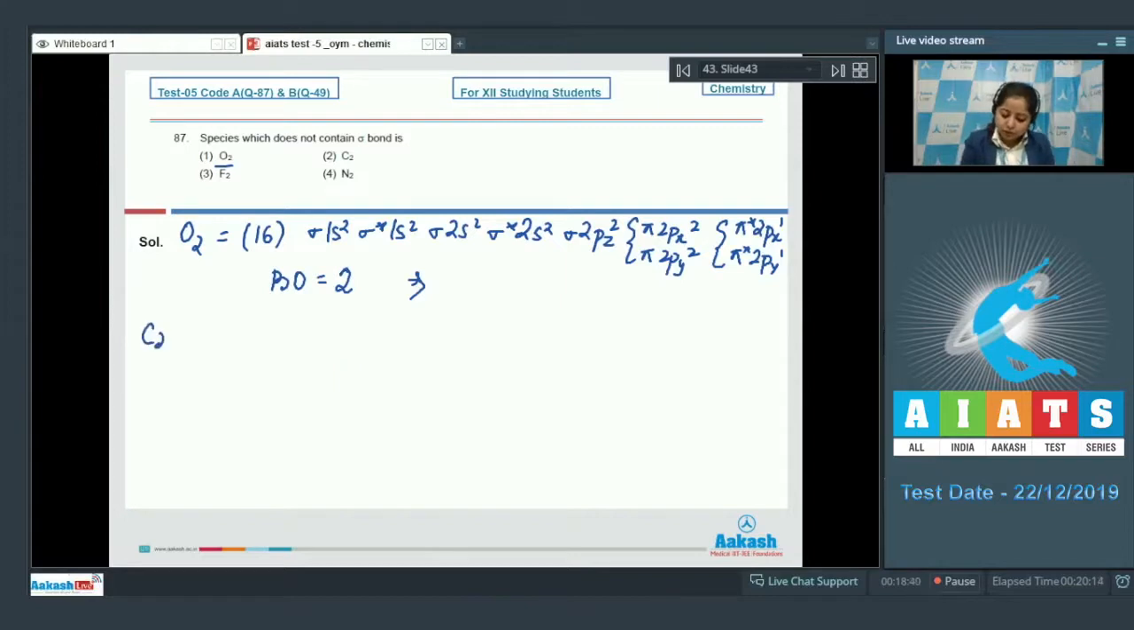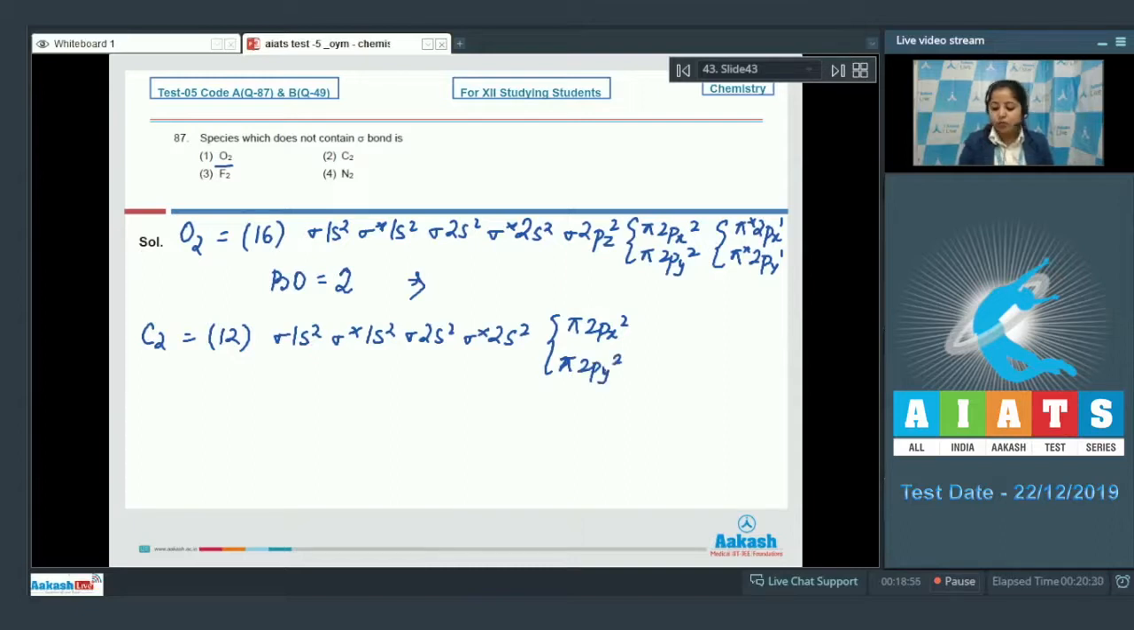In case of C2, the total number of electrons are 12. Sigma 1s2, sigma star 1s2, sigma 2s2, sigma star 2s2. Then we have pi 2px2 and pi 2py2. Class, in this case also the bond order is 2. But there is no sigma bond, as the number of electrons in sigma 1s, sigma star 1s, sigma 2s and sigma star 2s cancel out each other. The only electrons which contribute in bonding are present in pi orbital. So the bond order 2 is because of the electrons in the pi orbital.